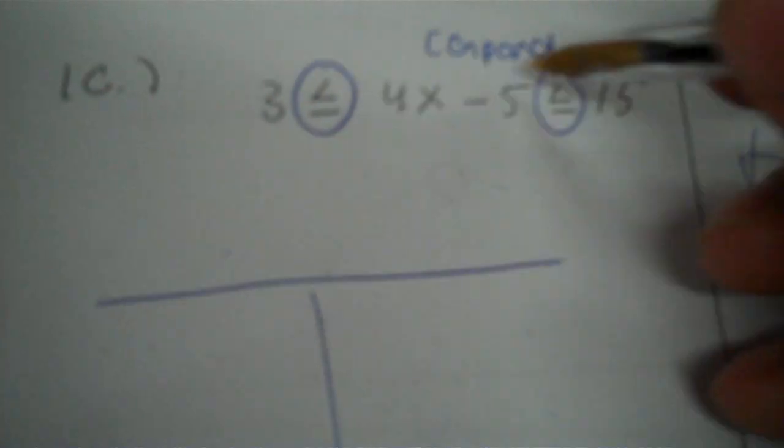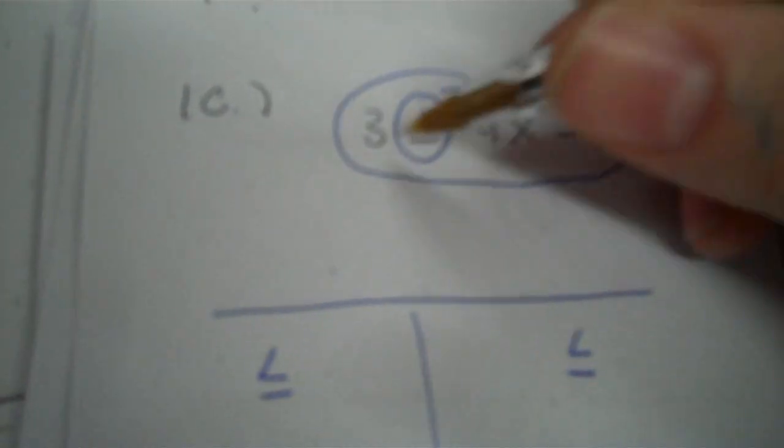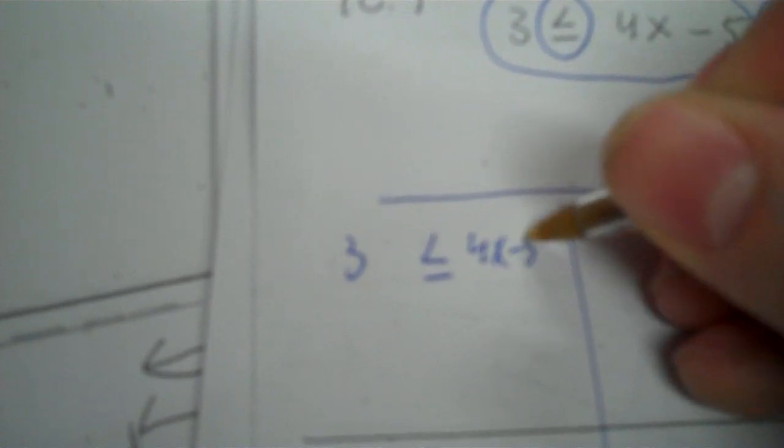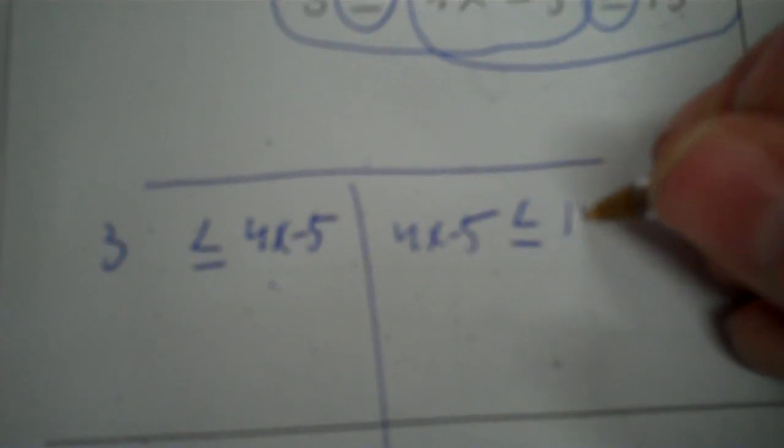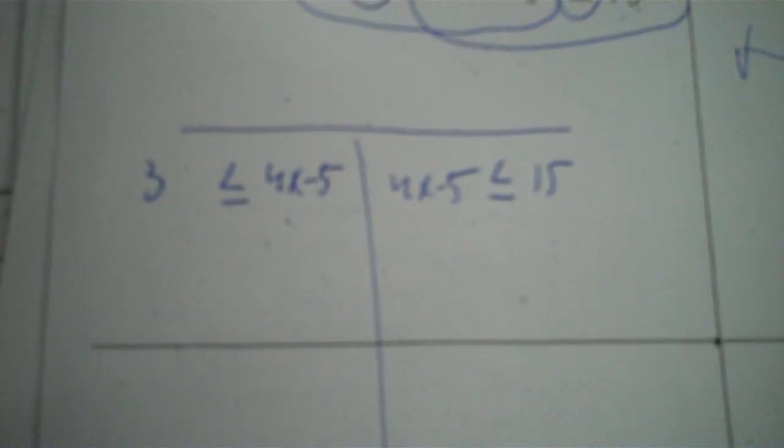Okay, so I put each inequality on each side of the table, both the less than or equals. Now here's my inequality. I have a 10 and then 4x minus 5, the whole expression. Now on the other side, I carry that 4x minus 5 over here, and then I have 15. So now I solve each problem separately.